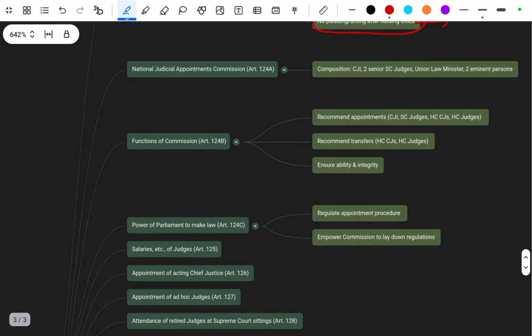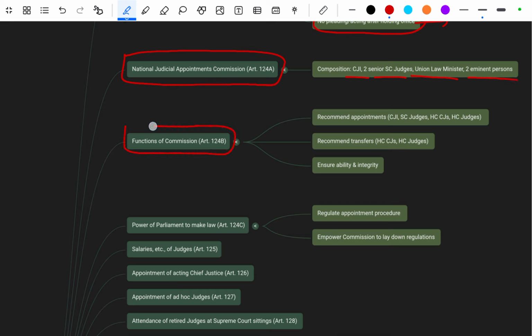Next is the National Judicial Appointments Commission, mentioned under Article 124A. The composition of the NJAC is the CJI, two senior-most Supreme Court judges, the Union Law Minister and two eminent persons. Functions of the commission are under Article 124B. Basically, recommend appointment of the Chief Justice, Supreme Court judges, High Court Chief Justices and High Court judges. Recommend transfers of High Court Chief Justices and High Court judges.